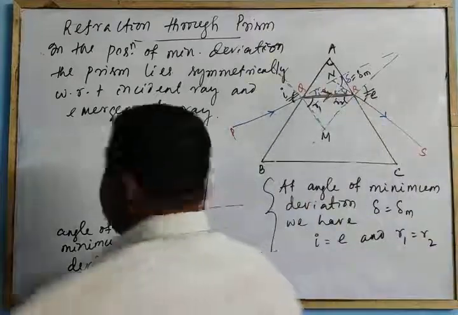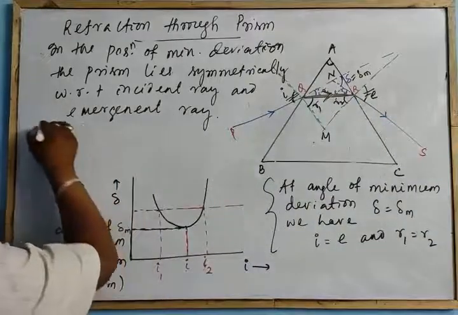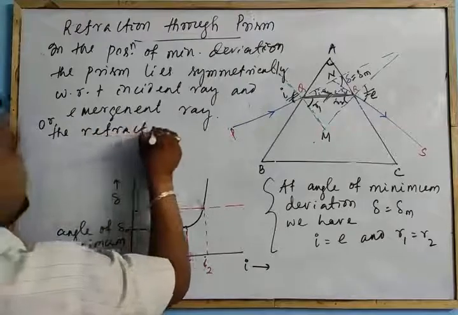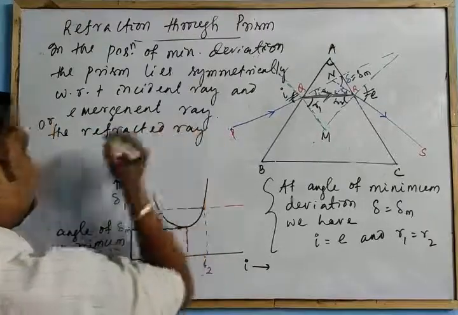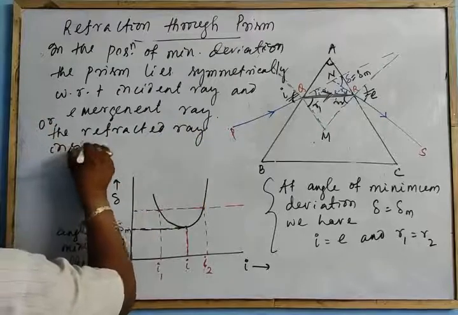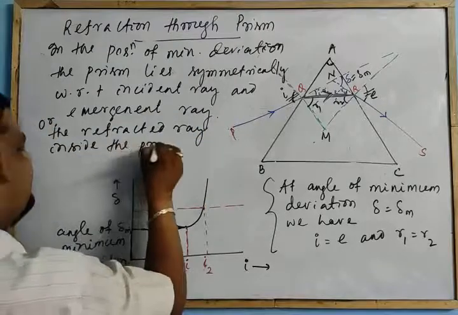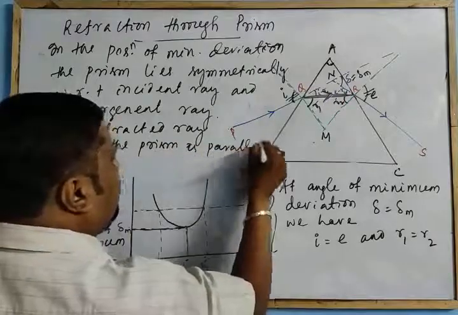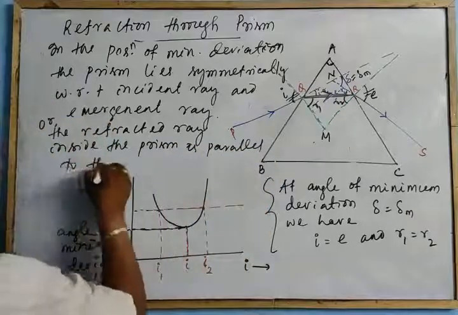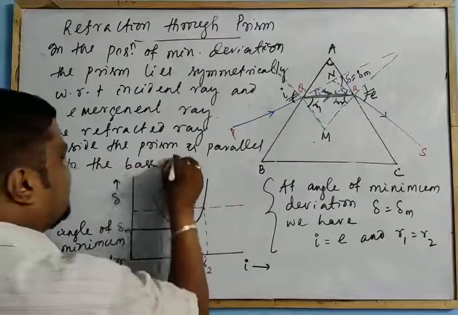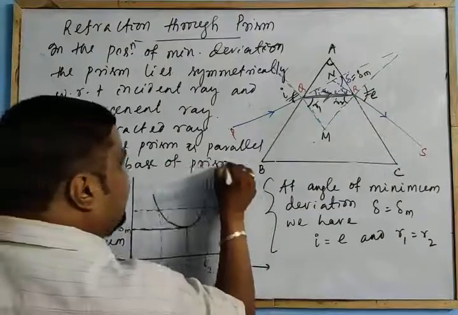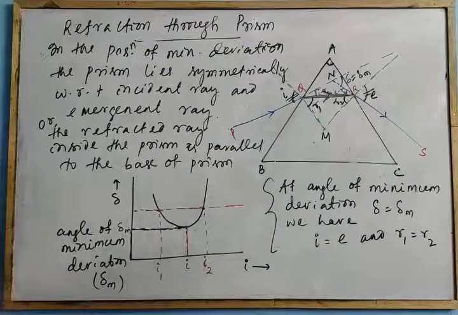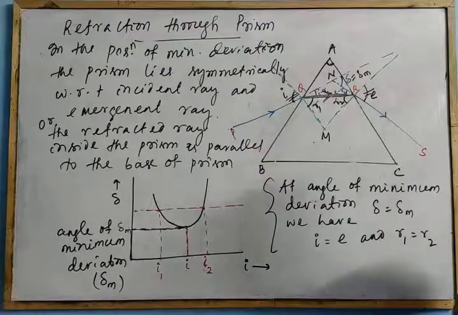Means we can say the refracted ray inside the prism is parallel to the base of the prism. Clear? So at the angle of minimum deviation, this occurs. And remember, this is the case.